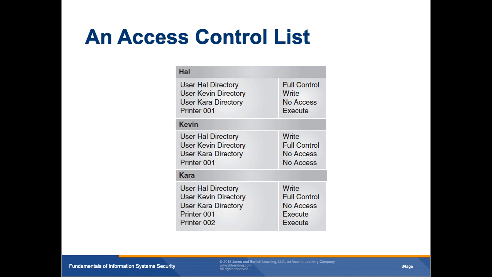And here's just a typical access control list for 3 users, giving you the access that they have for each of the directories or printer.